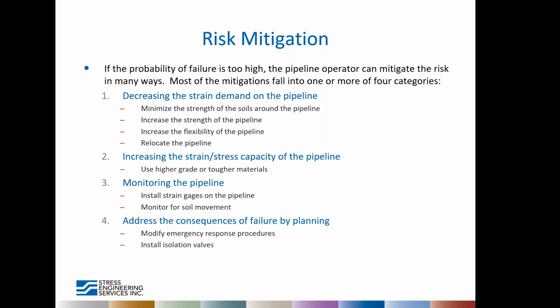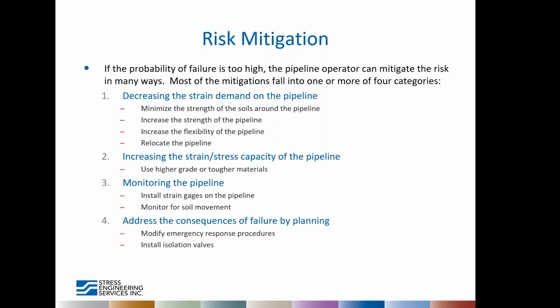Really, that is only an option for new pipelines or if you're going to be doing very modifications or cutting out the regions of the pipeline. The third thing is to monitor the pipeline. So you can install strain gauges on the pipeline, or you can install things to monitor for soil movement. The monitoring itself does not necessarily change the risk of a failure. However, it does let you know what's going on.